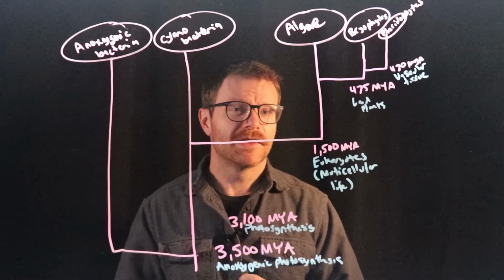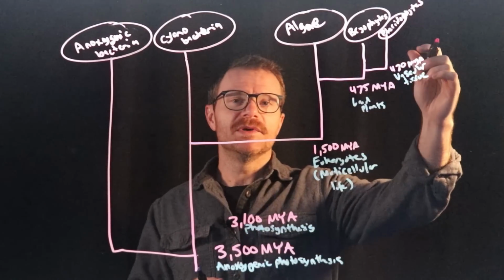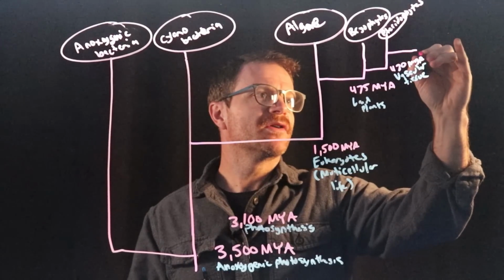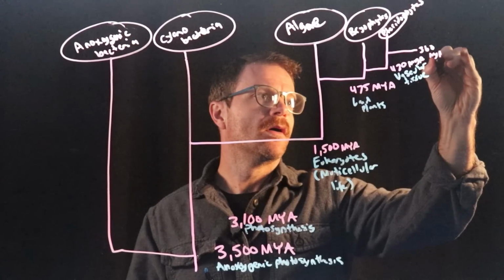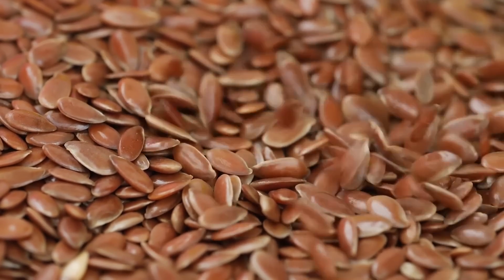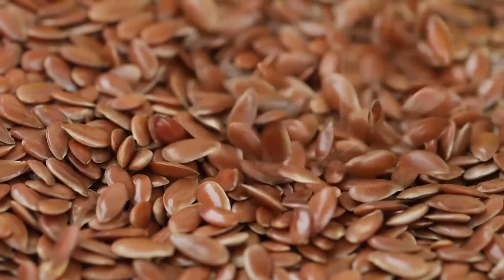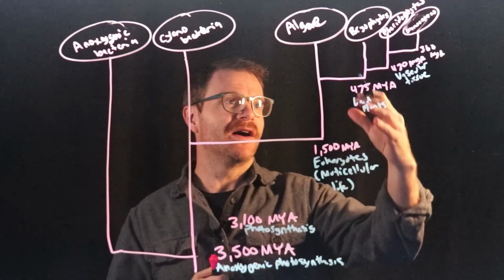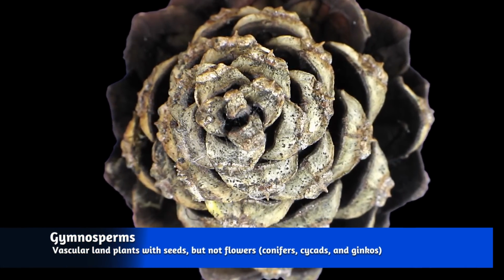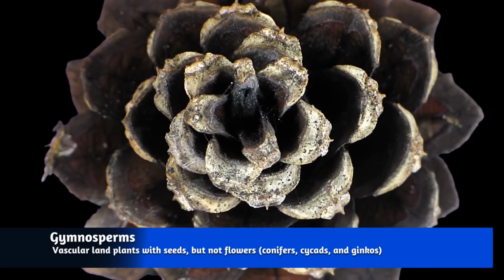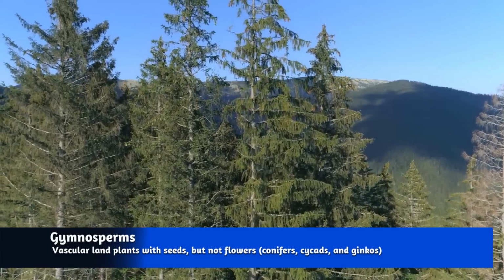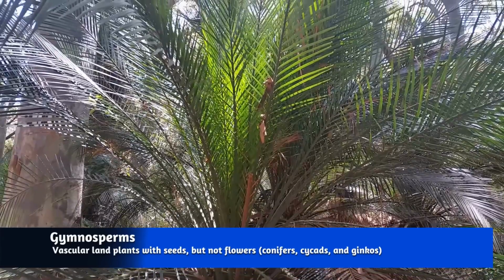Now that might kind of tell you what the next big innovations are. They're going to be seeds and then flowers. About 360 million years ago, we see the first seeds. Whoa, it's tiny. So about 360 million years ago, we see the evolution of the first seeds, which are in gymnosperms, plants that are basically like a flowering plant but don't have true flowers. So this would be like pine trees, fir trees, all of your conifers, cycads, things like that.